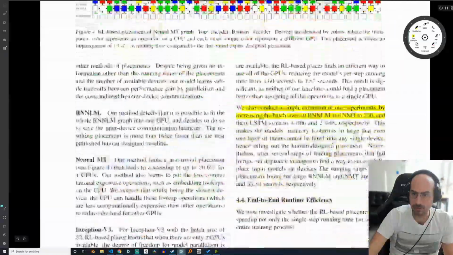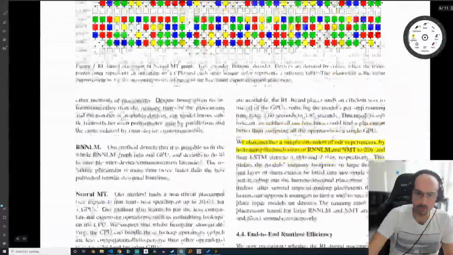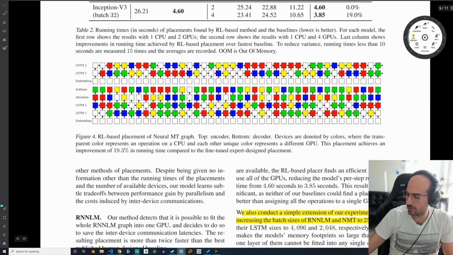Okay, this makes sense. And so I like these graphs a lot, actually. This is a very cool visualization.